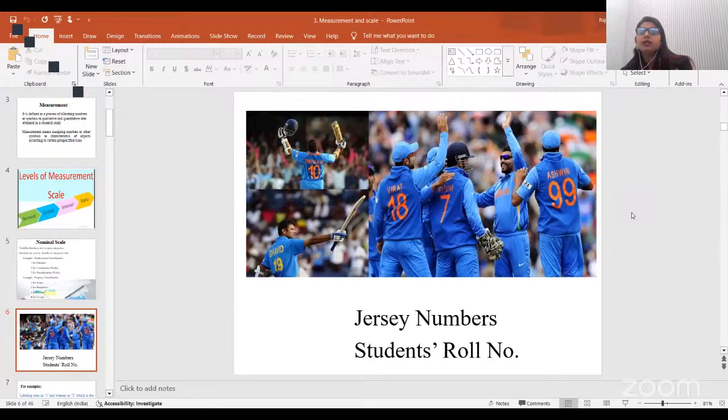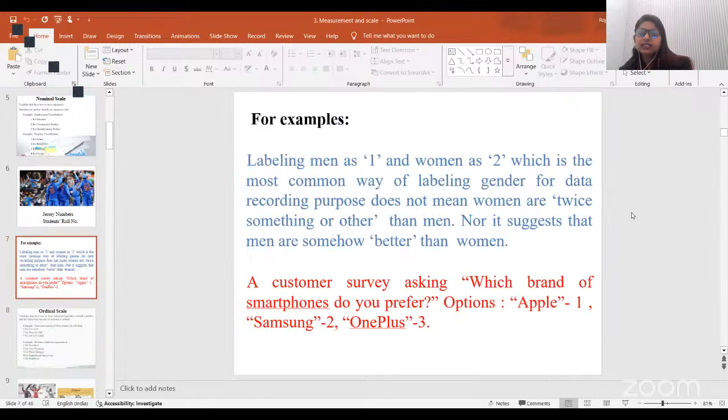Okay. So in cricket also, you can check it in the jersey. Here you have the jersey numbers. It represents the particular player. Right? Just take an example.